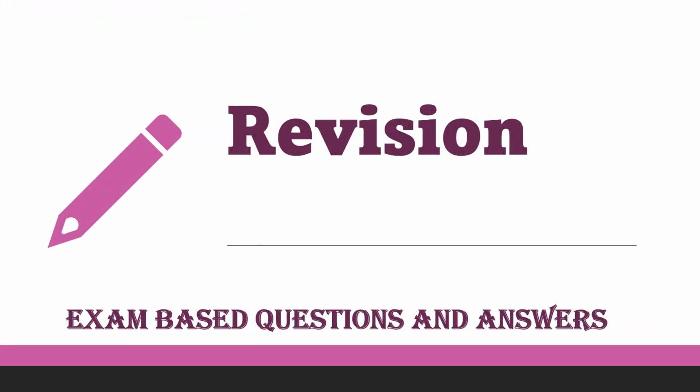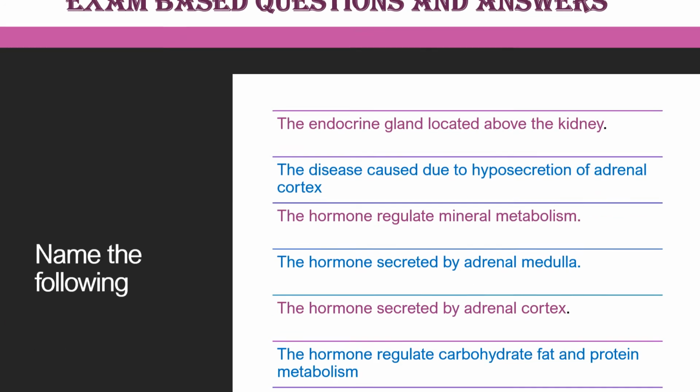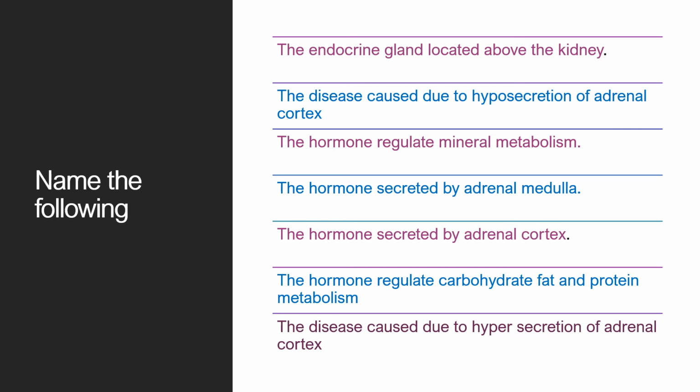Revision, exam based questions and answers. Name the following. The endocrine gland located above the kidney. Which endocrine gland is that? Adrenal gland. The disease caused due to hyposecretion of adrenal cortex. Addison's disease. The hormone regulating mineral metabolism. Mineralocorticoids. The hormone secreted by adrenal medulla. Adrenaline. Which hormone is secreted by adrenal cortex? Cortisone. Generally, you can write cortisone.